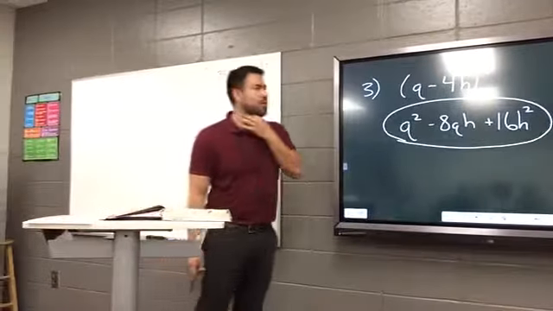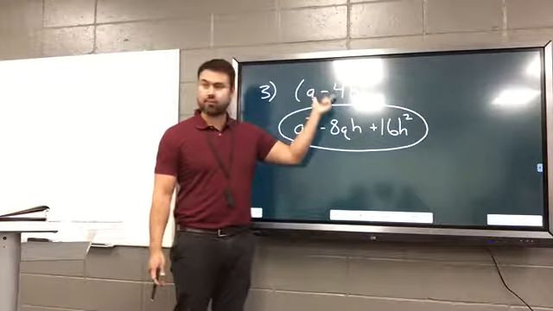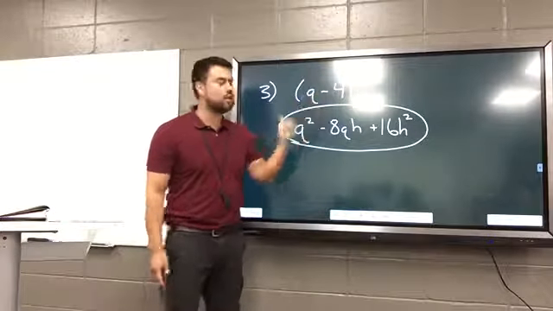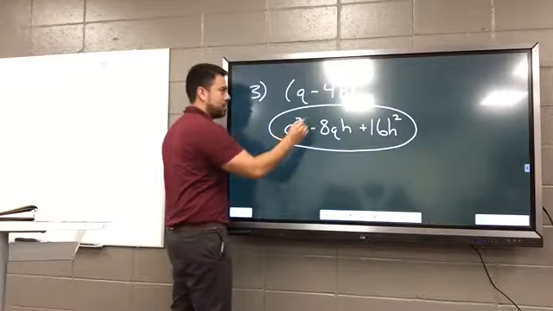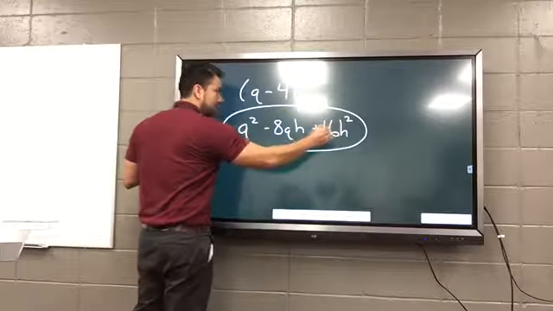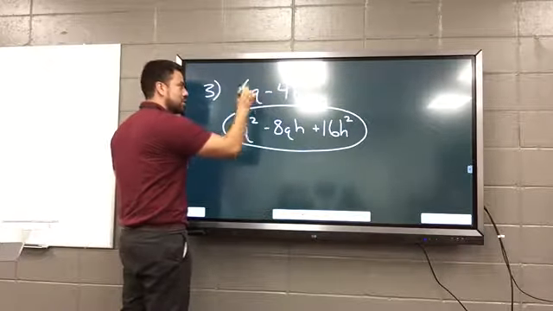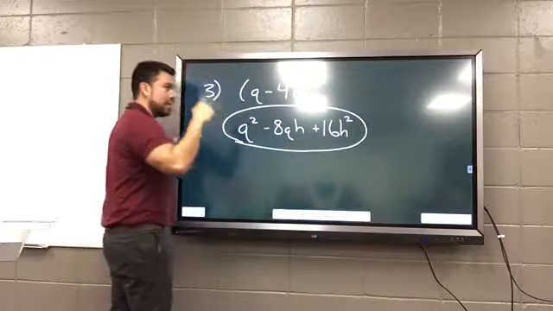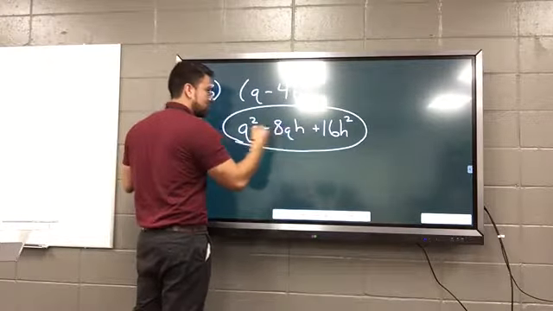Okay, do you guys remember? This is a square of a difference. Do you guys remember square of a difference? So this is what I did. What's q squared? Q squared. What's negative 4h squared? Positive 16h squared. And then I multiply these two together, and then I double it. So it's q times negative 4h, negative 4hq, or qh, doubled, negative 8qh. Done.